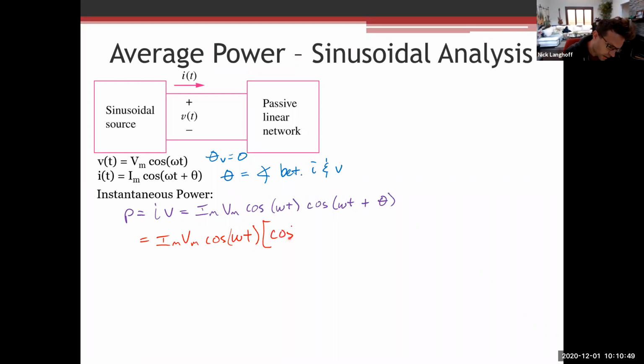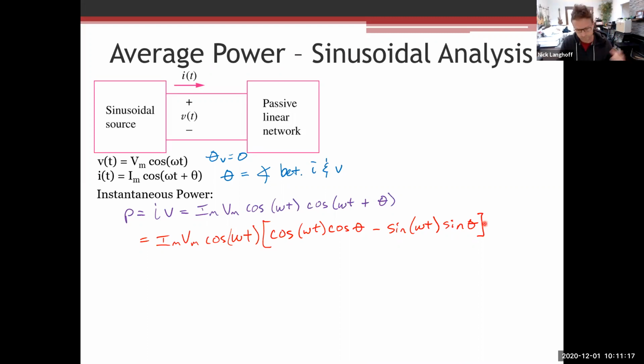So what we can do is replace this. This would be cosine omega t times the cosine of the phase angle theta, minus sine omega t times the sine of the angle theta. That's a trig identity. So you can replace a cosine with a phase offset with this, at first glance, more complicated version of products of cosines and sines.